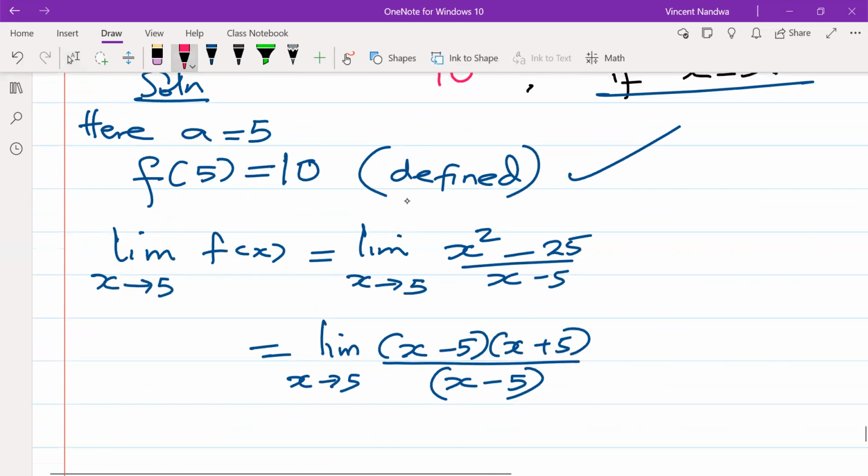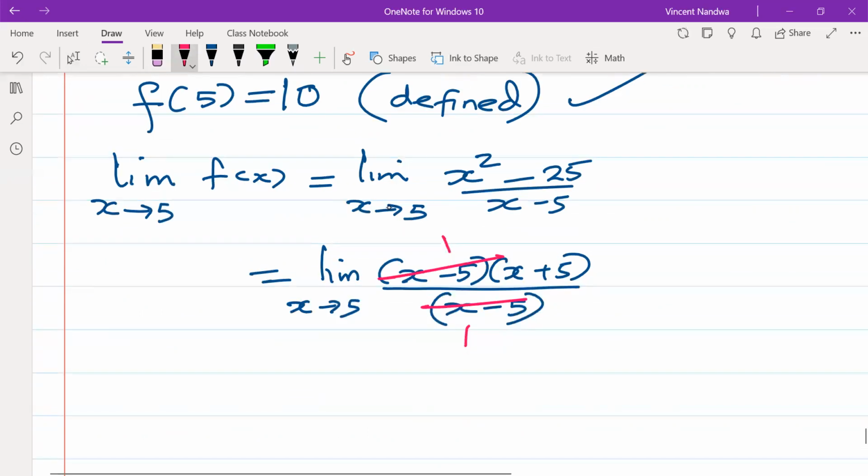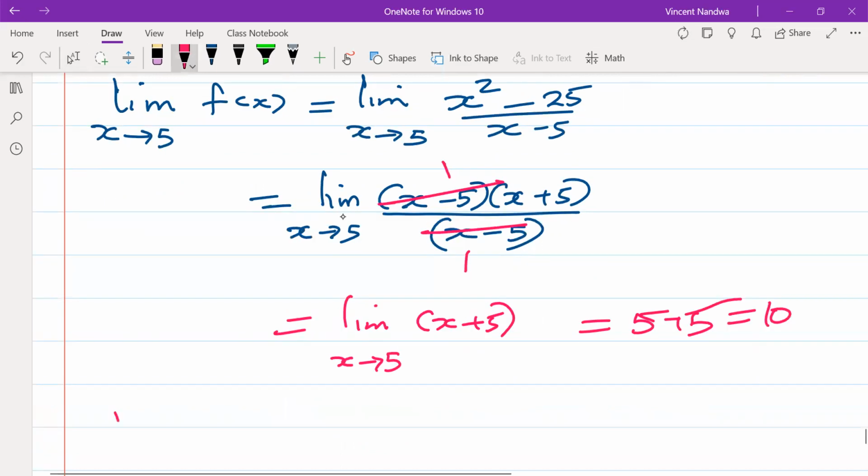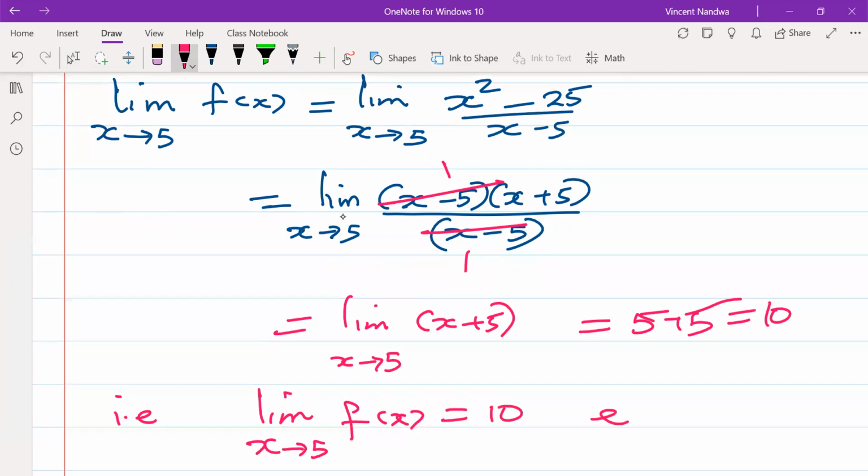So good. So we cross this and we cross this. So this is the limit as x approaches 5 of x plus 5. So what will be the value of this limit? 10. So 5 plus 5. So limit as x approaches 5 of f of x is giving us 10, which means that the limit exists.